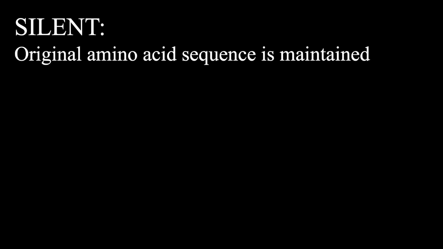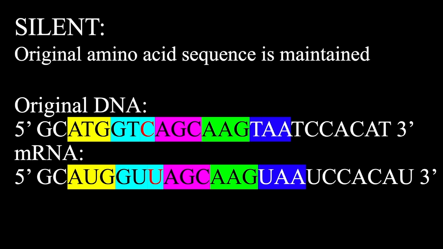Okay, now let's dive into some different types of mutations. The first one we'll look at is called a silent mutation. In this mutation, although there is a change in our nucleotide bases, our amino acid sequence stays the same. For example, we can see here that there is a change in our original DNA strand from C to T, which is shown as U in the mRNA.